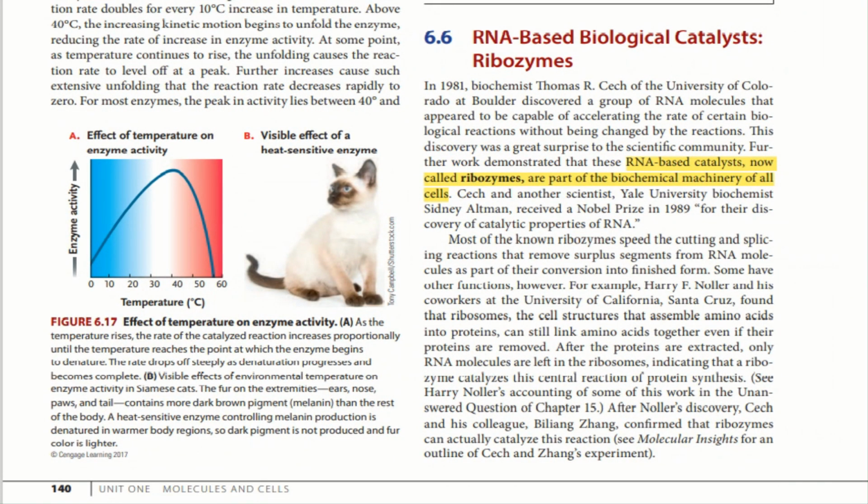RNA-based biological catalysts, ribozymes. RNA-based catalysts, known as ribozymes, are part of the biochemical machinery of all cells. Most of the known ribozymes speed the cutting and splicing reactions that remove the surplus fragments from an RNA molecule as part of their conversion into the finished form.